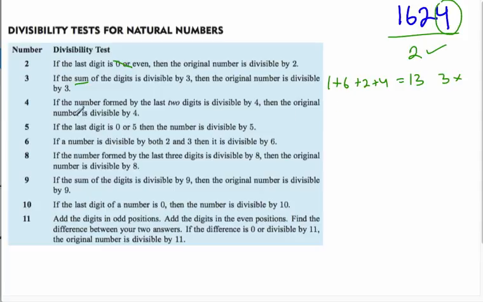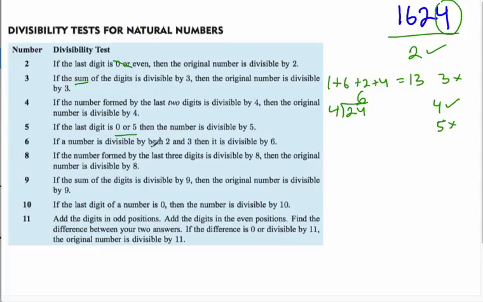Next, for 4, we need to look at the last two digits to see if it's divisible by 4. So the last two digits are 24. Can we do 4 into 24? Yeah, 24 divided by 4 is 6. So it is divisible by 4. And to check to see if it's divisible by 5, the last digit has to be 0 or 5. Okay, that is not divisible by 5 then.